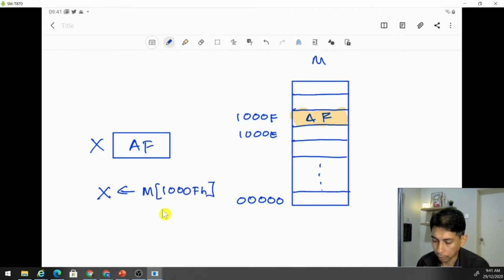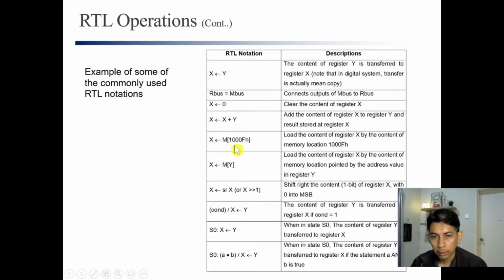1000FH. Okay, so that means we transfer the data from this location to X. And this is also the transfer of data from memory to register. But in this case, it's indirect addressing, right, where we use the data in another register as our address.